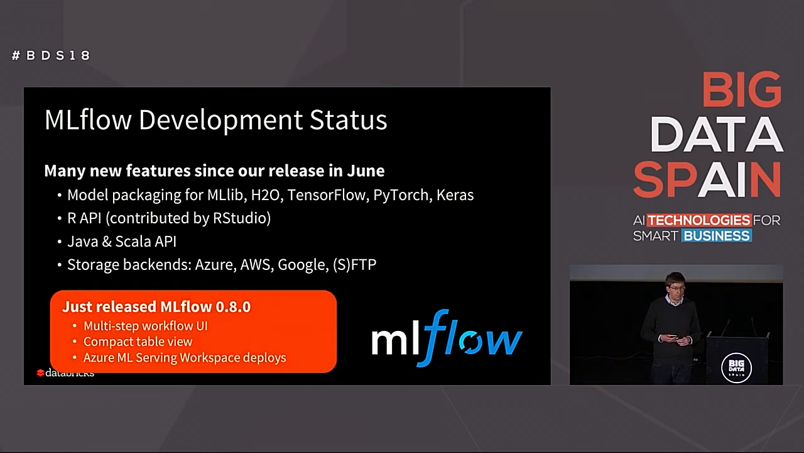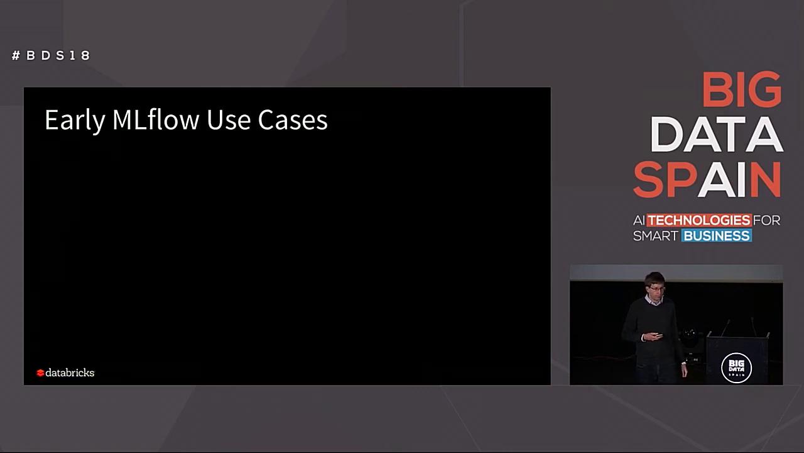And just a couple of days ago, we released the next version, MLflow 0.8, which brings more improvements, especially around the UI, visualizing multi-step workflows, compact table view, and also letting you take your model and deploy it to Azure ML Serving Workspace, which is a new serving product on Azure based on Kubernetes. So basically, all your previous models can now be pushed to this as well.